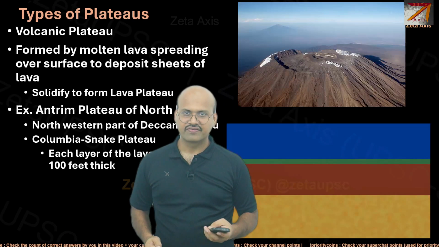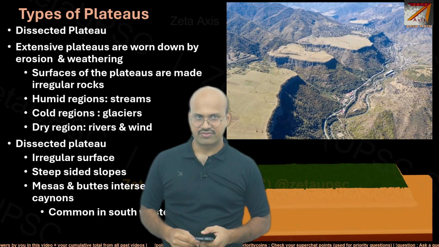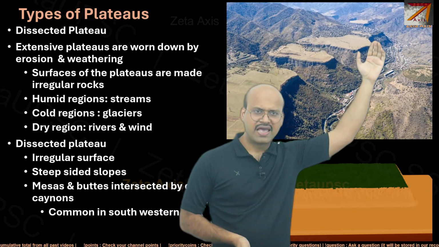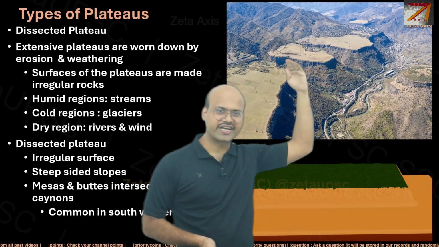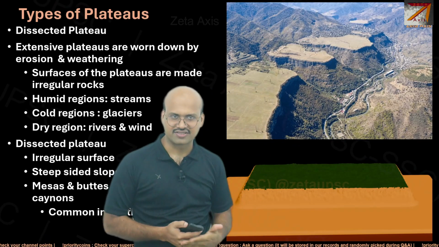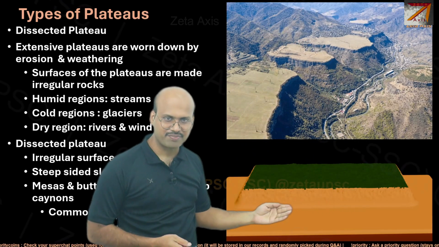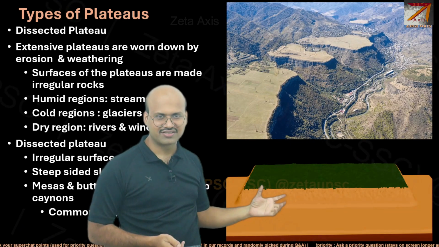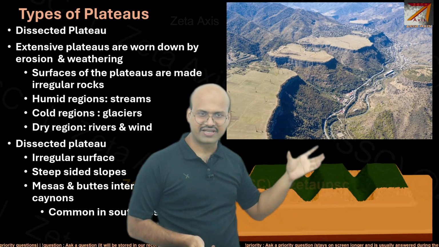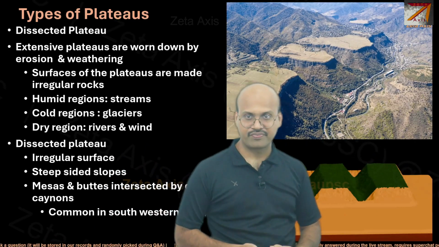Now we have the dissected plateau. Here we can see an image of a plateau, and earlier this was one continuous plateau, but over time, due to different erosive actions, gaps were produced. Here we can see an example over here. So suppose this is a plateau which is a continuous block, and over time, because of erosion, gaps were produced and they got broken away. So these are called dissected plateaus.